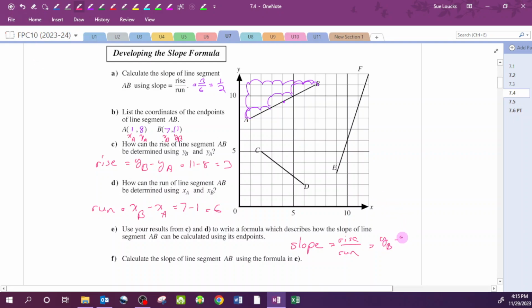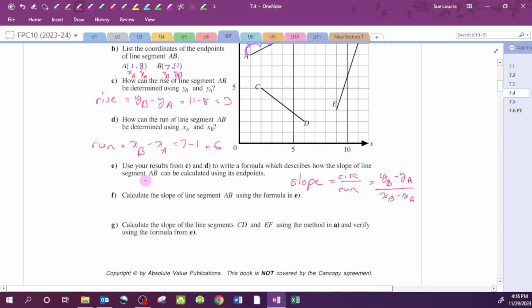YB minus YA over XB minus XA. It really doesn't matter which one you do first, as long as they stack correctly this way. The B's are stacked and the A's are stacked. If I had done it the other way, I would have gotten -3 over -6, which still simplifies to 1/2. So let's actually use the formula now to calculate this.